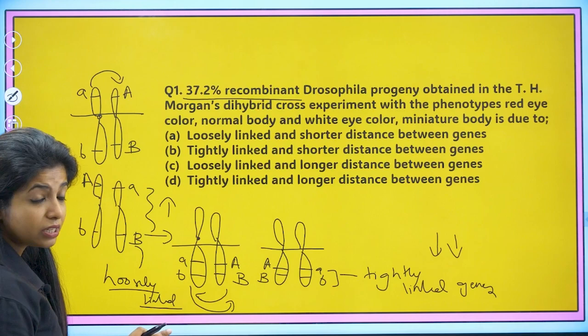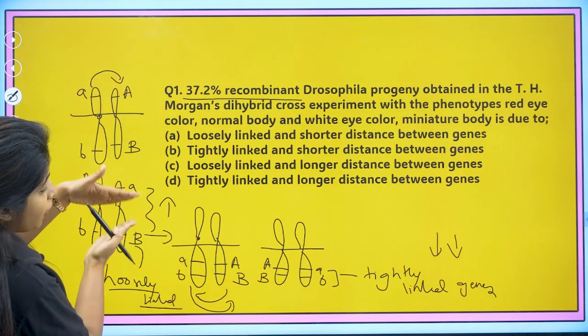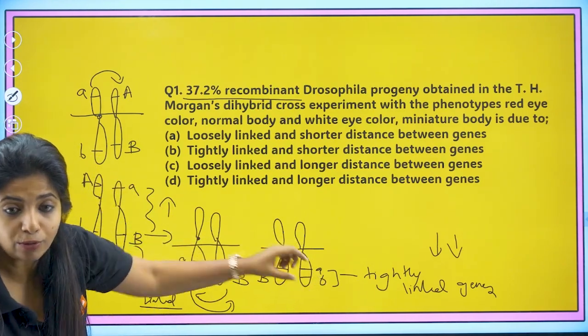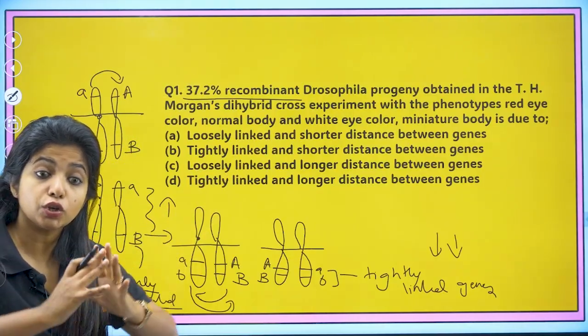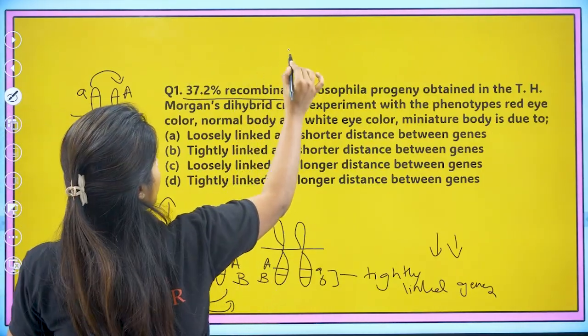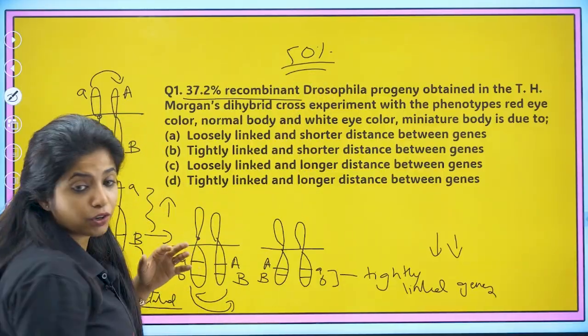And what do you mean by loosely linked? Loosely linked genes means they are very far away from each other. They are not close. They would be very far from each other. So 37.2% is a huge amount of recombination. You know what? 50% is the highest amount of recombination.